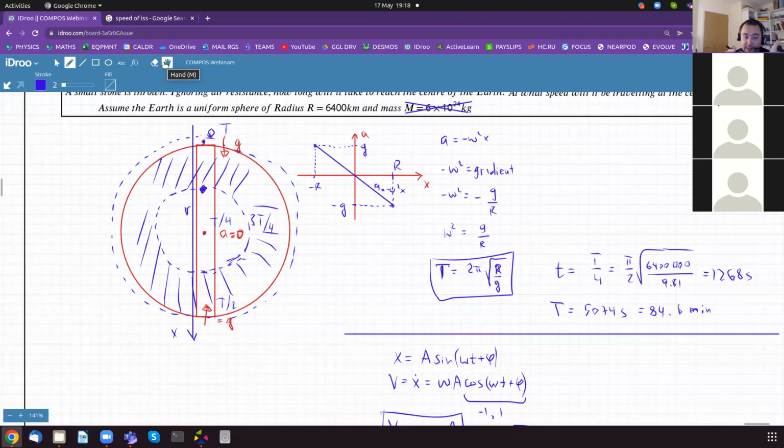But then what you need to prove is that g is proportional to x. This is what you really want to prove, because then you prove that it's simple harmonic motion, and if you prove that it's simple harmonic motion, you can use the simple harmonic motion equations.